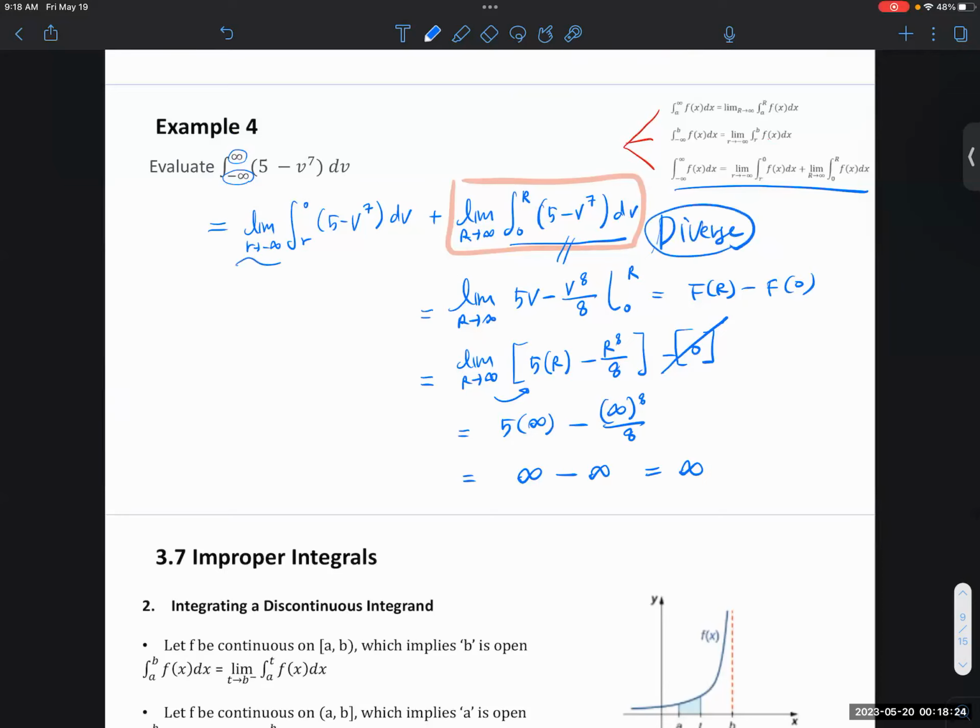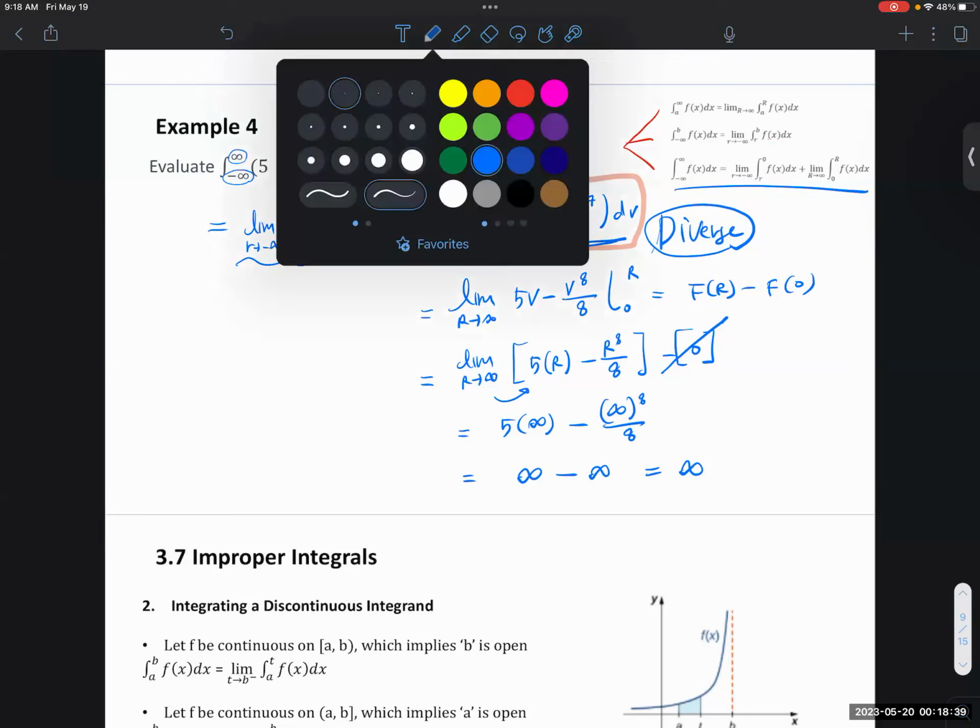It doesn't matter whether the first term is a convergence or divergence. Since the second part is a divergence, the total answer is going to be diverges. Does it make sense? So that's what we are doing in the third case.